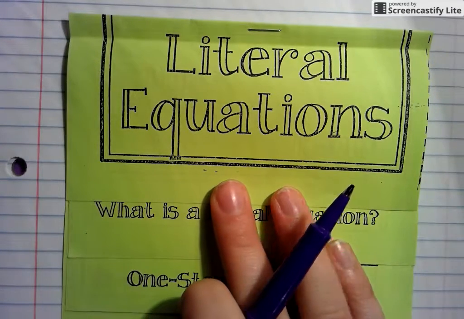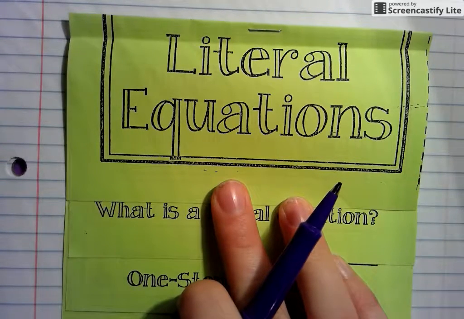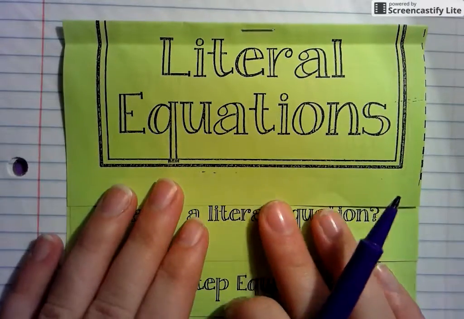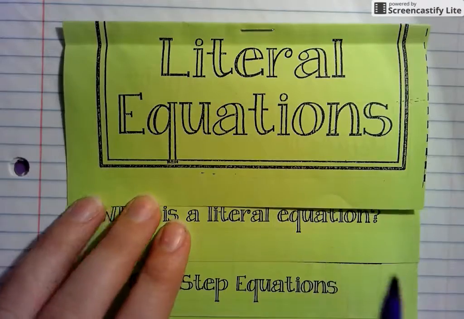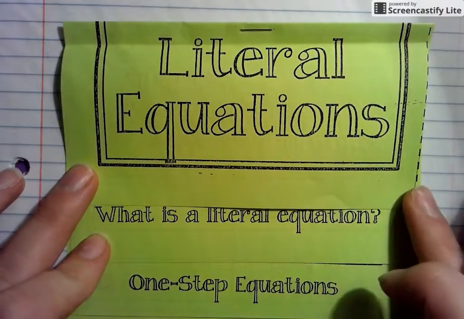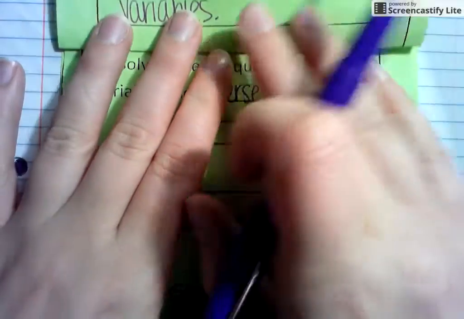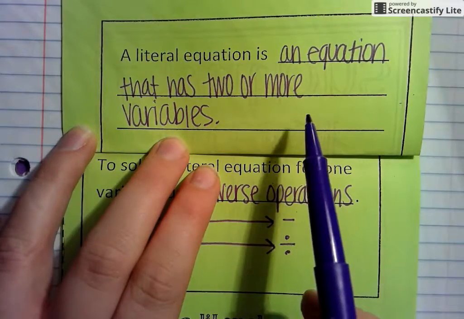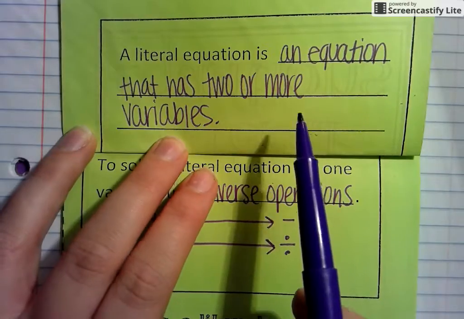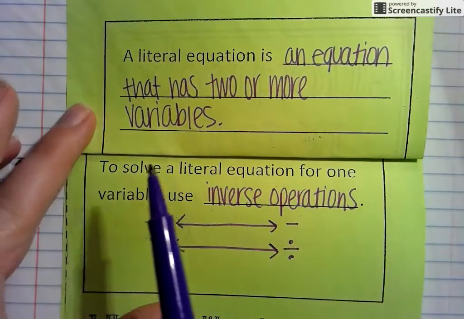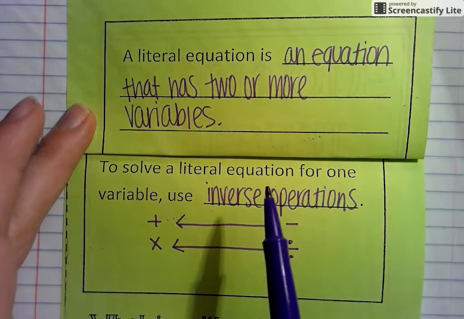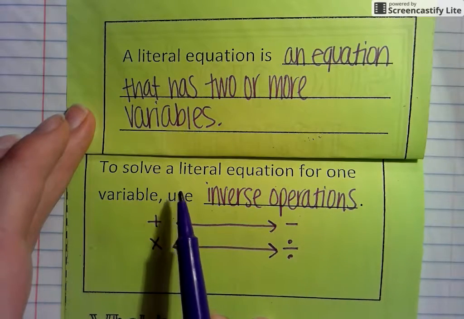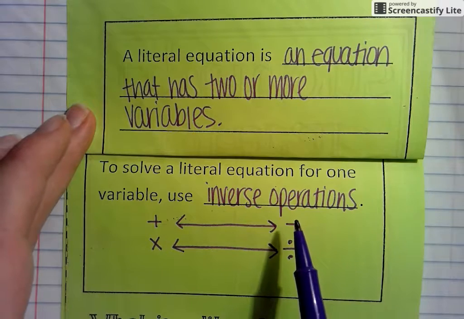This video is on literal equations and it is 1.4 in our textbook. So literal equations, it asks what is a literal equation? Now, a literal equation is an equation that has two or more variables, and how you solve a literal equation is that you want to always get that variable by itself, and how you do that is using inverse operations.